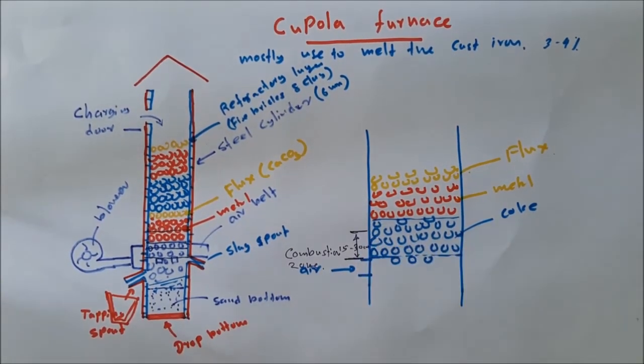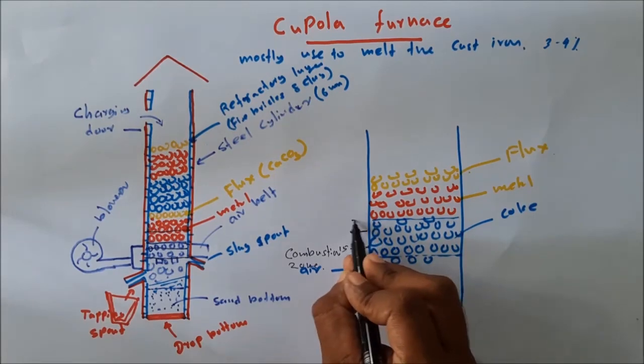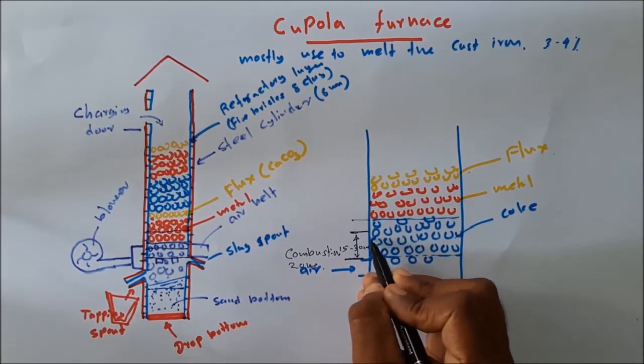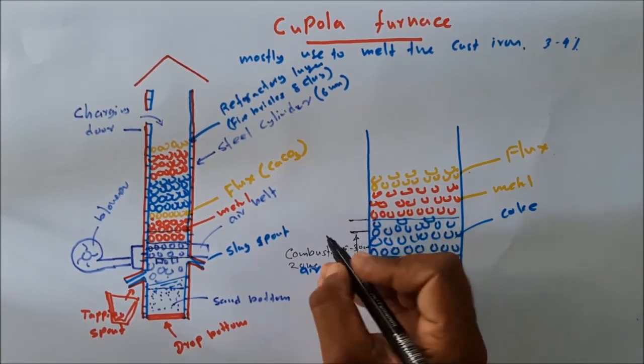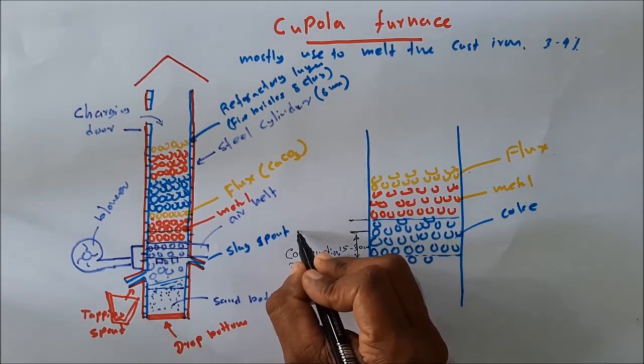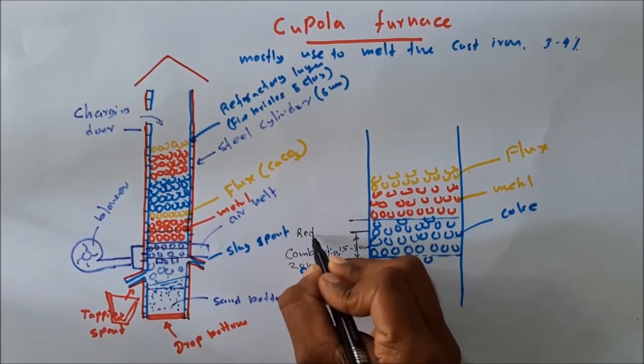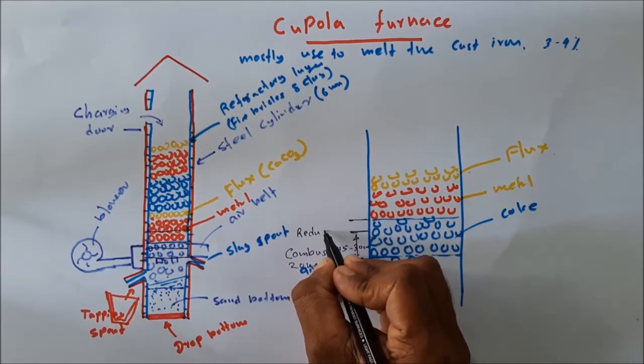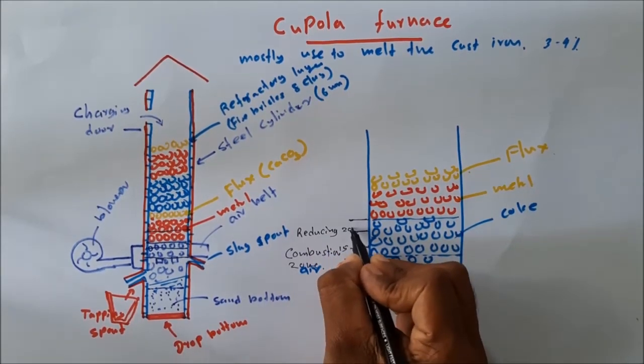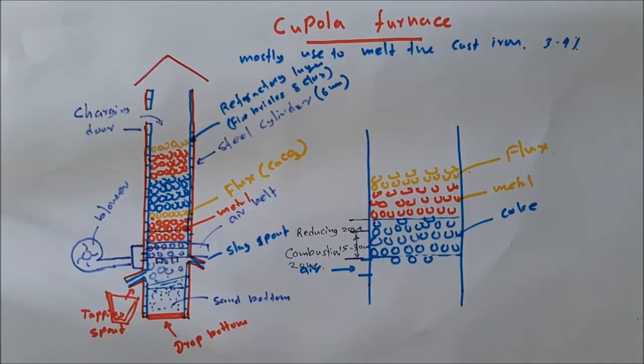Then from the upper point of the combustion zone to the upper level of the coke bed, the ending point of the combustion zone to the upper level of the coke bed is called the reducing zone. Reducing zone.